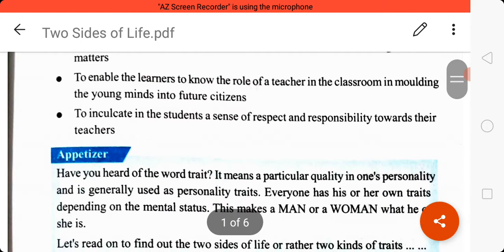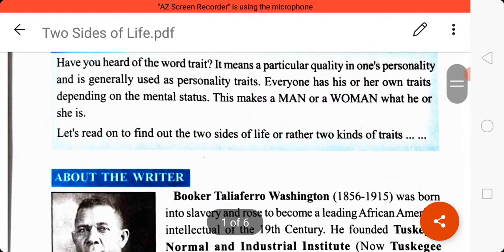To inculcate in the students a sense of respect and responsibility towards their teachers. Here, students learn how they should show respect towards teachers and also elders. These are the four objectives the writer wants to tell the listeners. Now, we'll go into the topic.